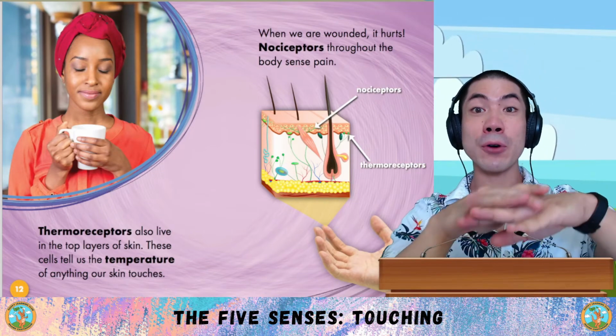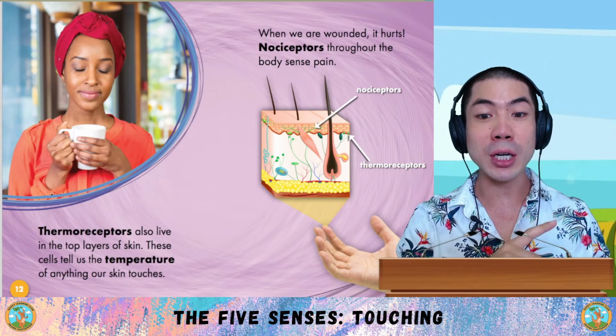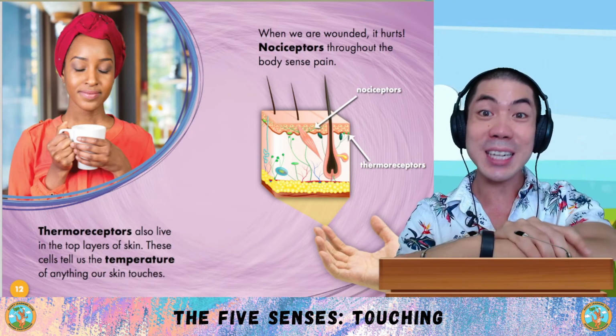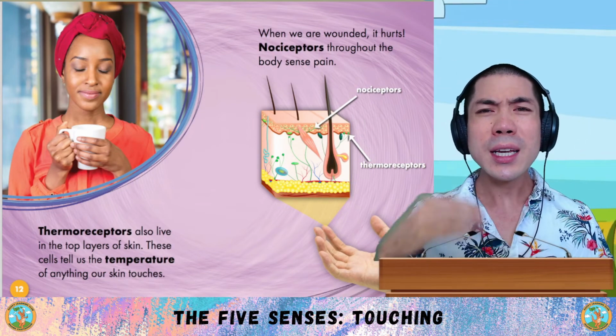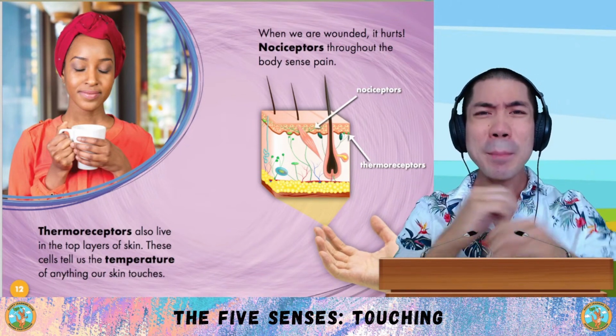Thermoreceptors also live on the top layers of the skin. These cells tell us the temperature of anything our skin touches. When we are wounded, it hurts. Nociceptors throughout the body sense pain.